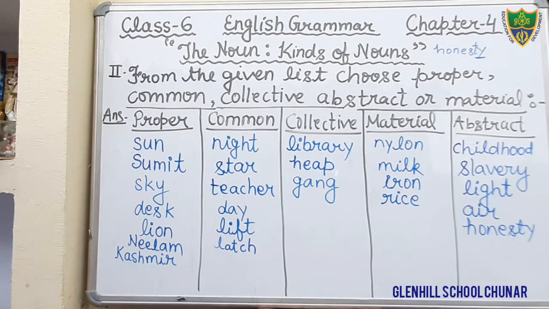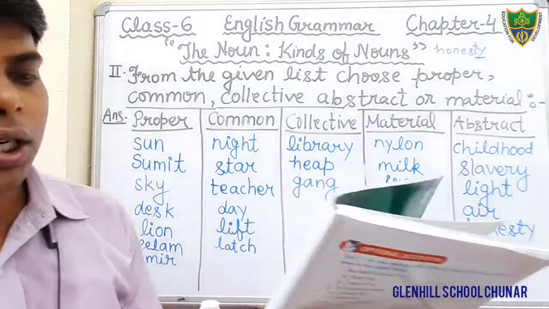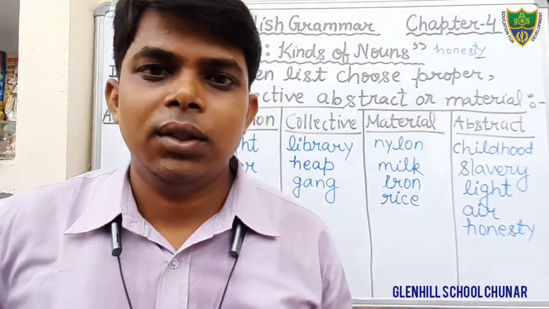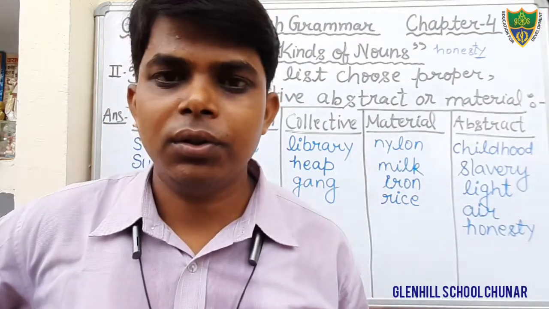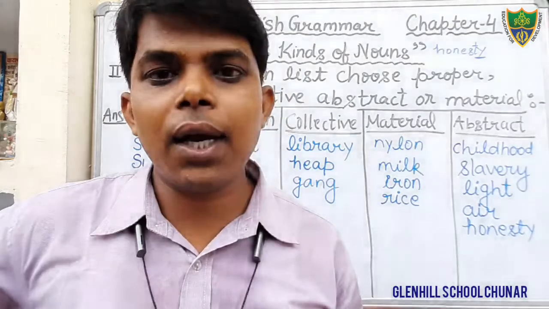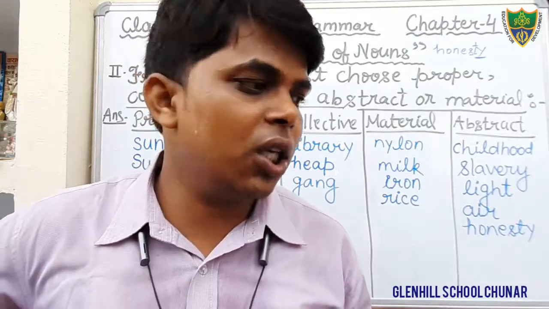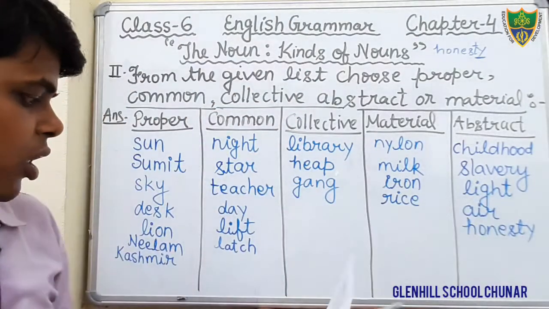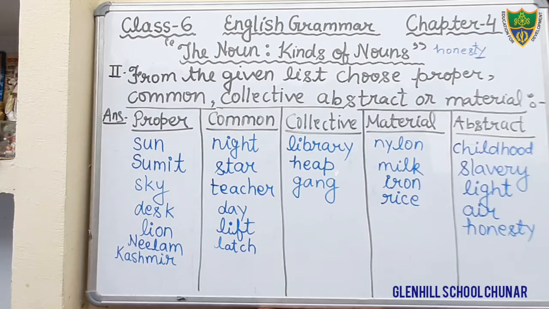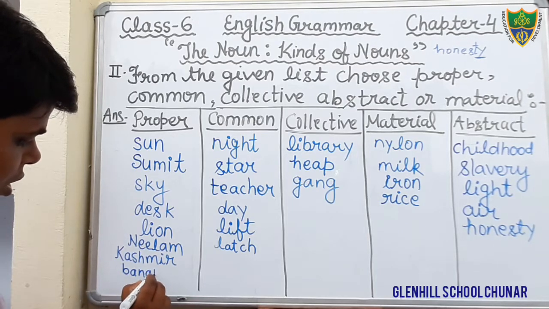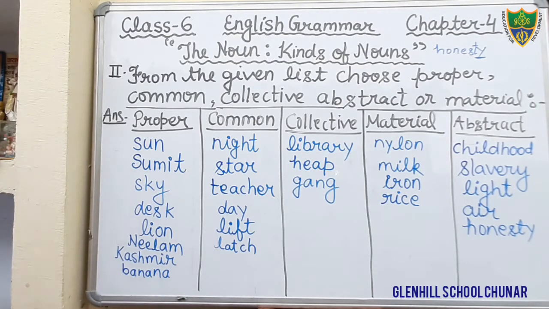Come to the next row. Sixth row. Just see here. Banana is the name of a particular fruit. Therefore, the word banana is proper noun. Banana is a proper noun because that is the name of a particular fruit. So, in the column of proper noun, you will write the word banana. B-A-N-A-N-A.